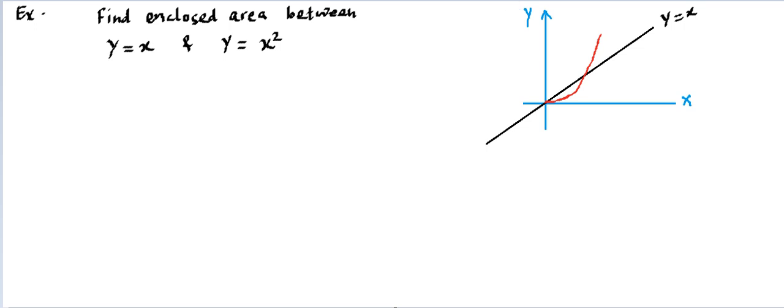So you'll find this is the enclosed area, this shaded area, that's what we need to find out. So we need to find the points of intersection. One point is obvious and that's visible.